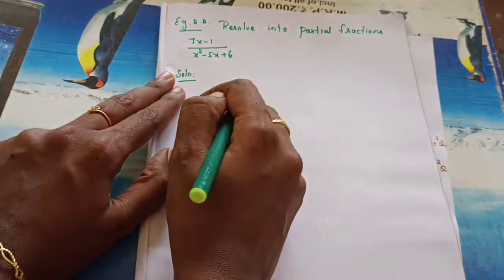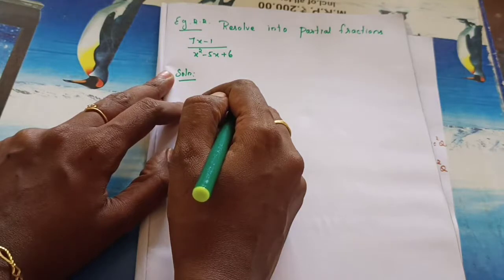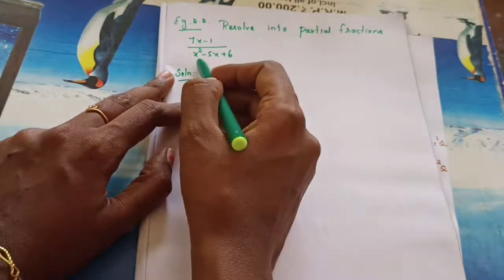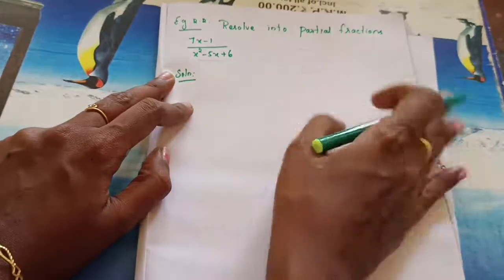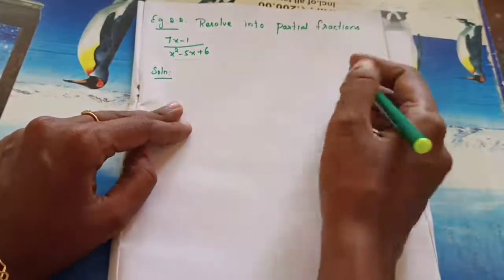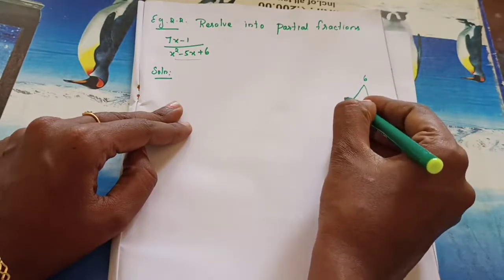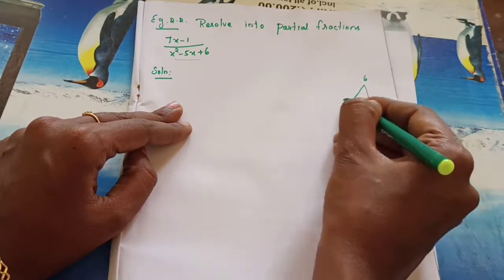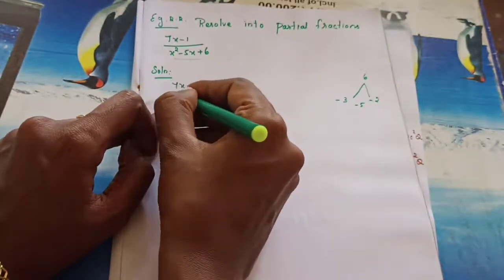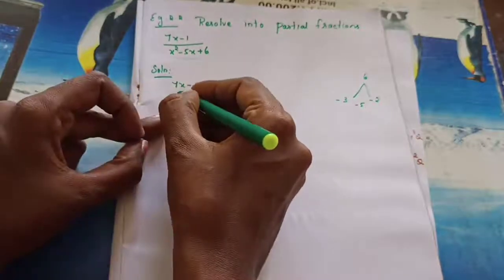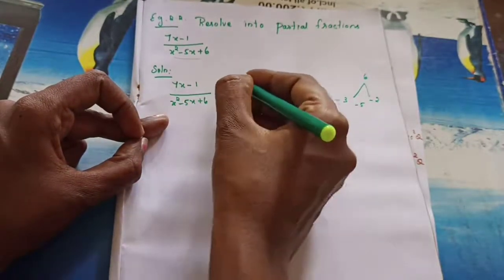Okay. What can we do here? 7x minus 1 divided by x square minus 5x plus 6. So here we need to factorize the denominator first. Factorize: 6 here, minus 5. What are the factors? 3, 2. Both also minus.